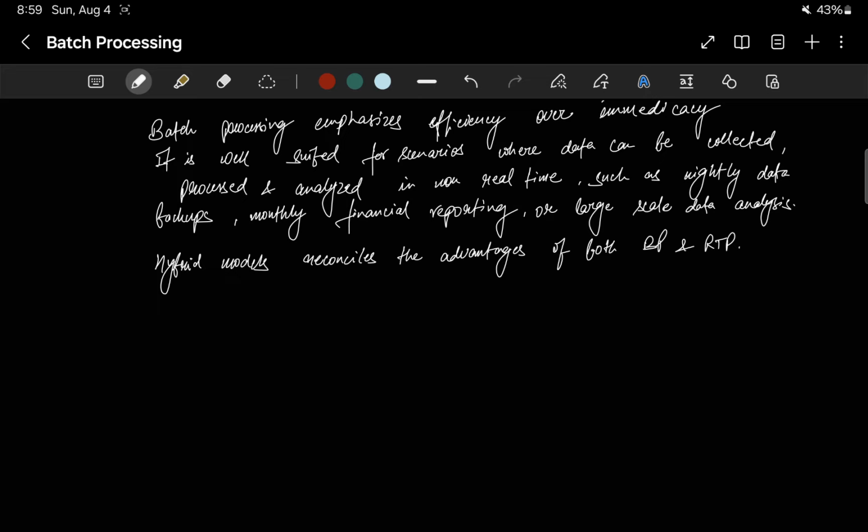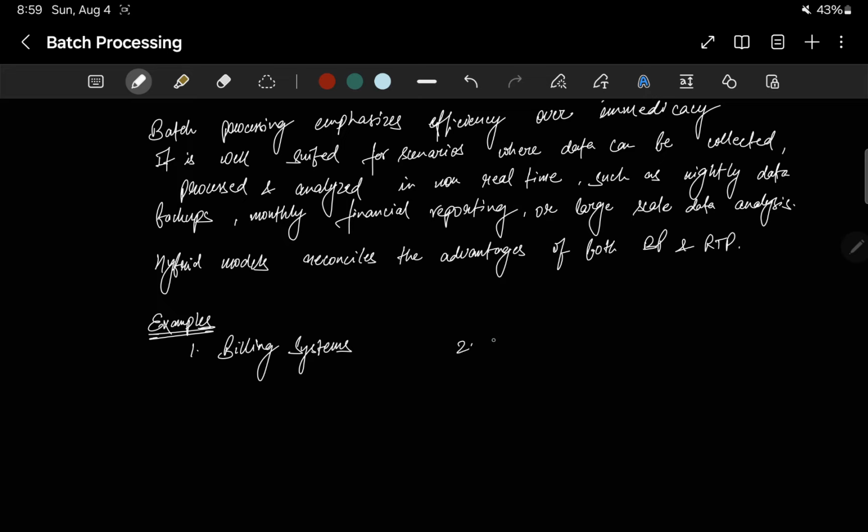Now let's talk about some of the real-world systems in which batch processing is used. One is billing systems. Billing systems frequently rely on batch processing for tasks such as generating invoices, processing billing cycles, and handling large volumes of transactional data. This approach ensures accuracy and consistency in financial operations.